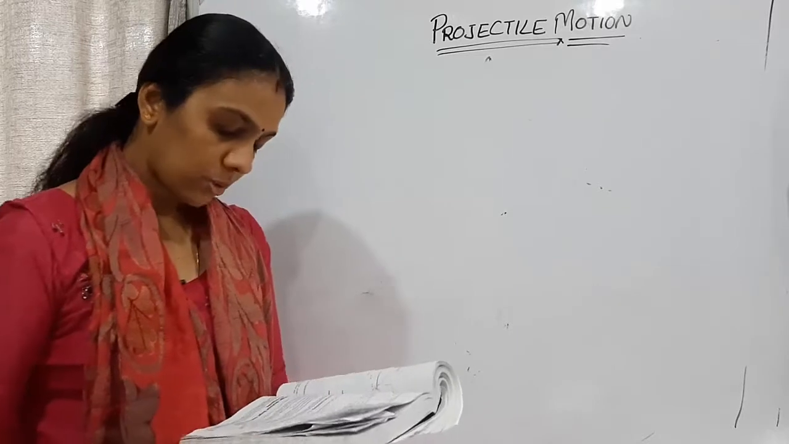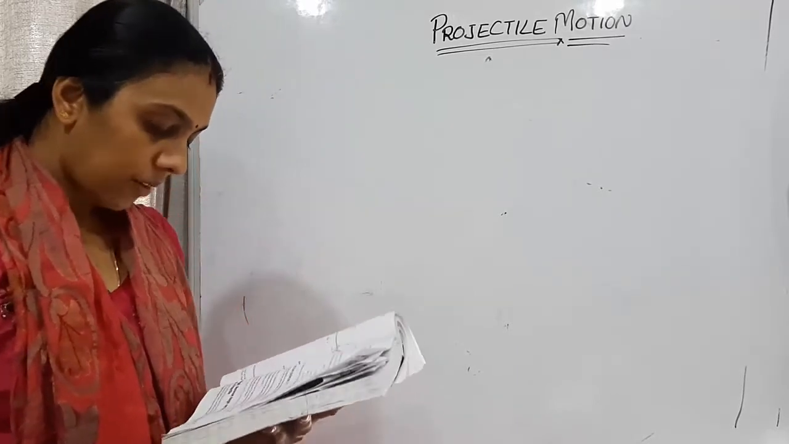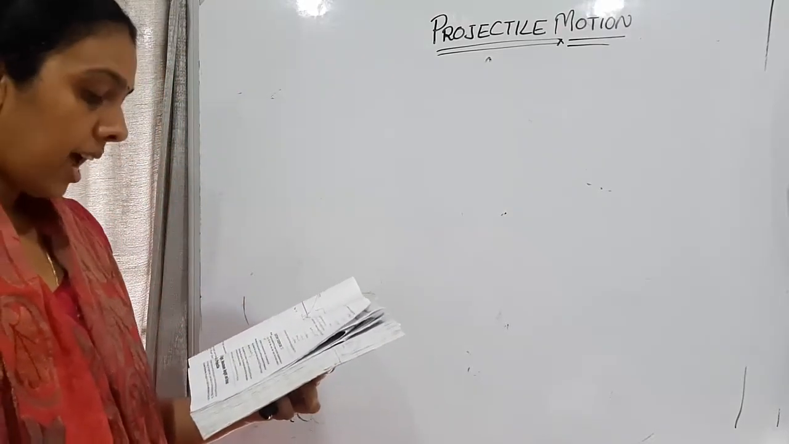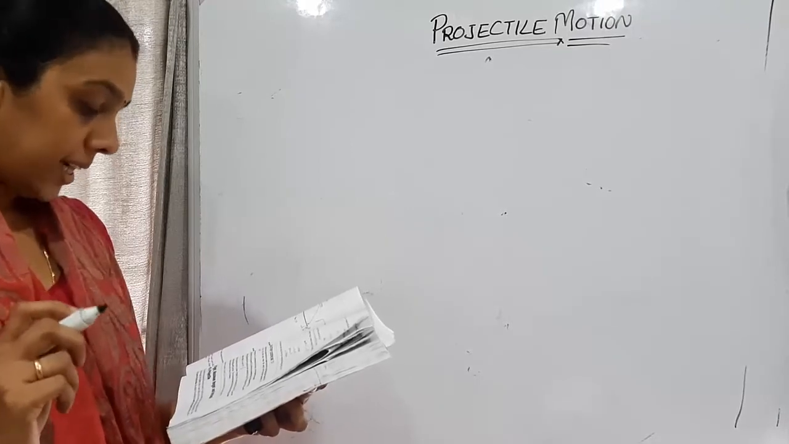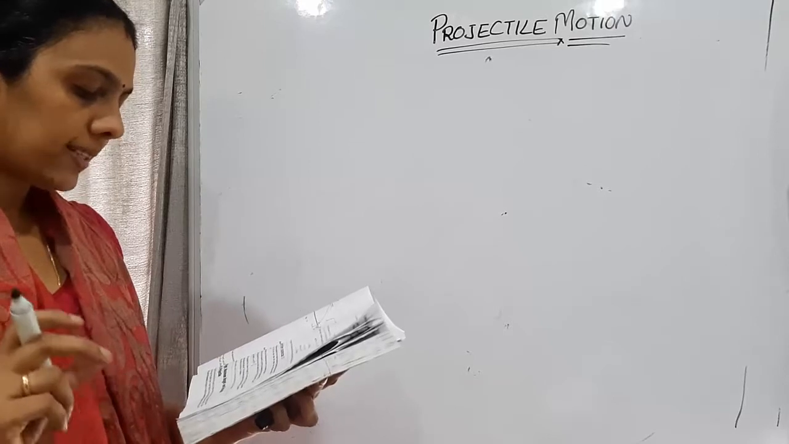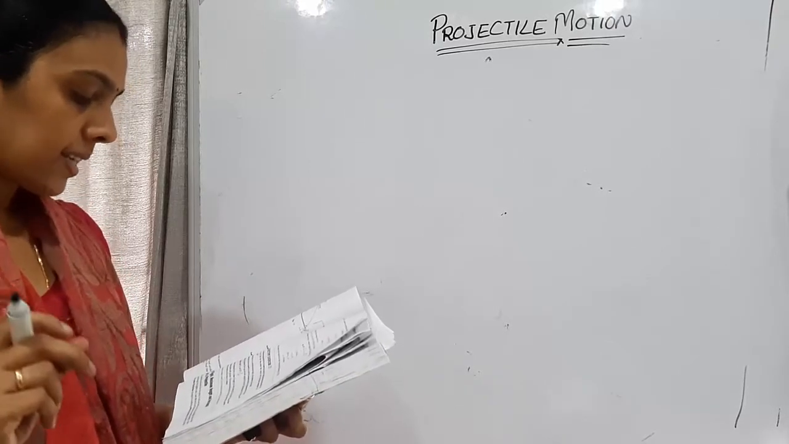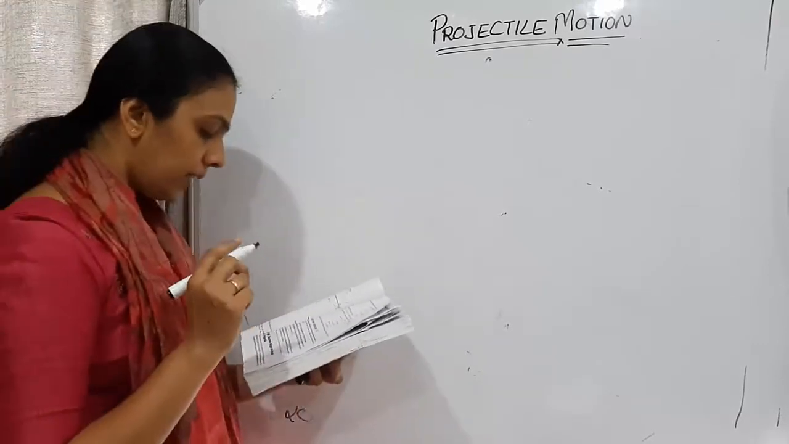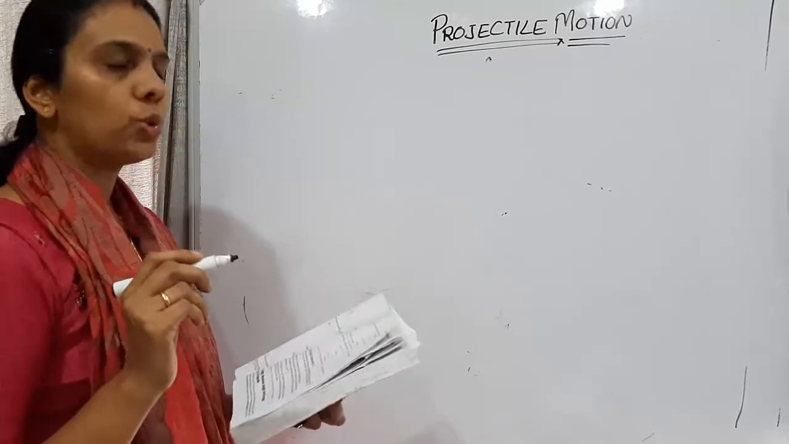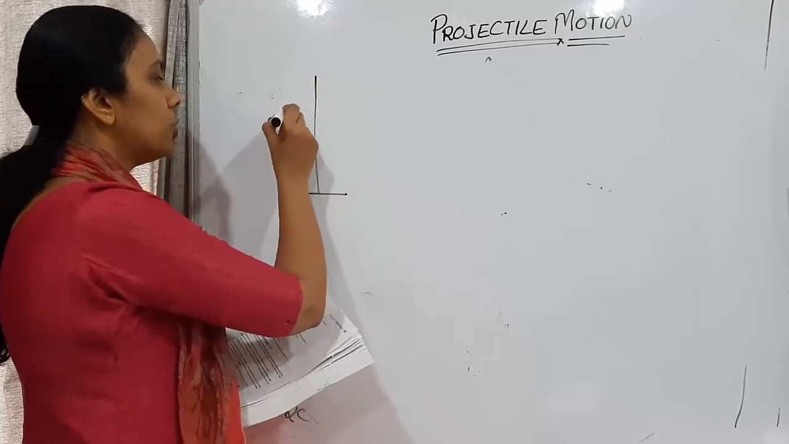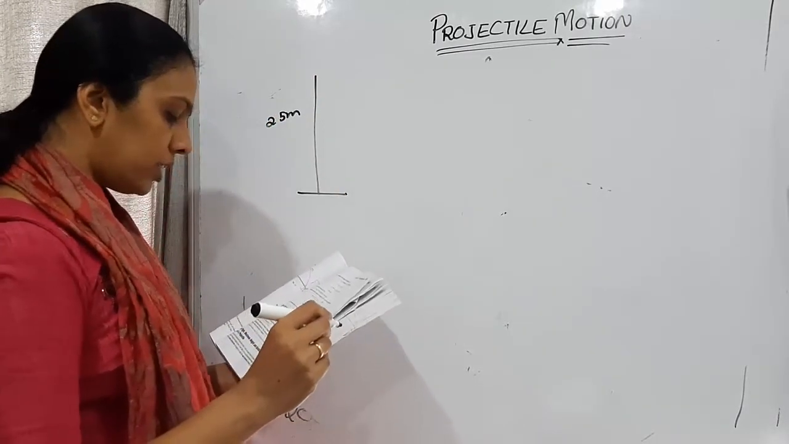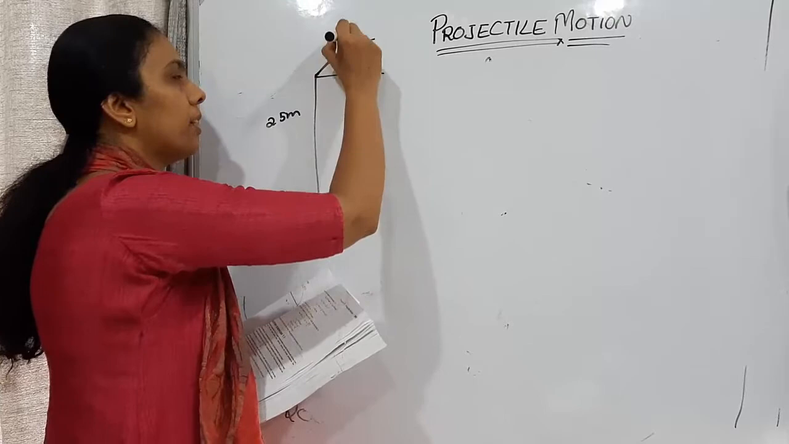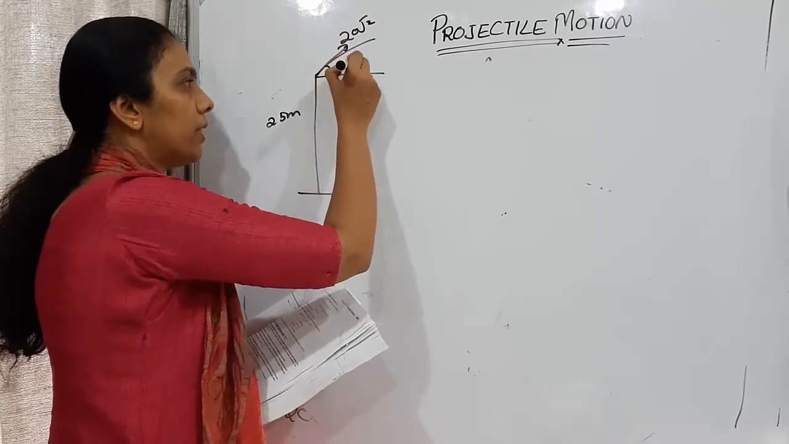Okay, clear? Next question is, a particle is projected from the tower of height 25 meter with velocity 20 root 2 meter per second at 45 degree. Find the time when the particle strikes the ground, the horizontal distance from the foot of the tower where it strikes, and also find the velocity at the time of collision. A particle is projected from a tower of height 25 meter, with a velocity 20 root 2 at an angle 45 degree.